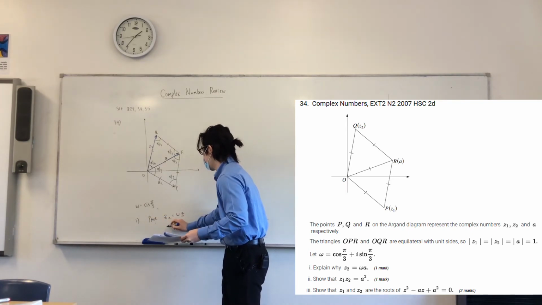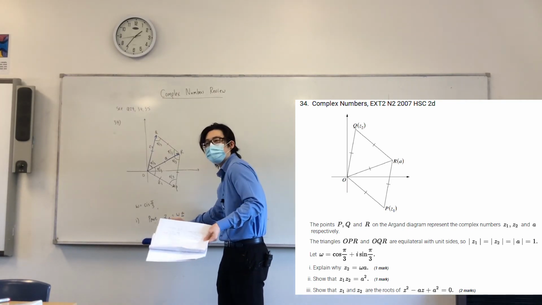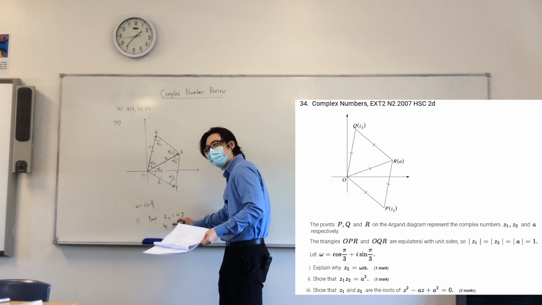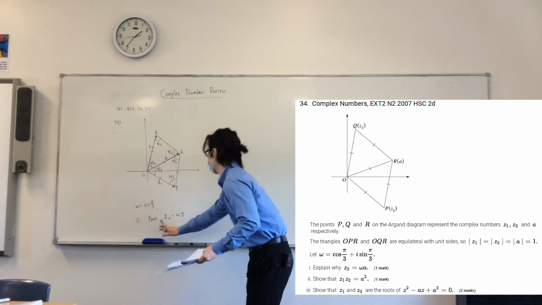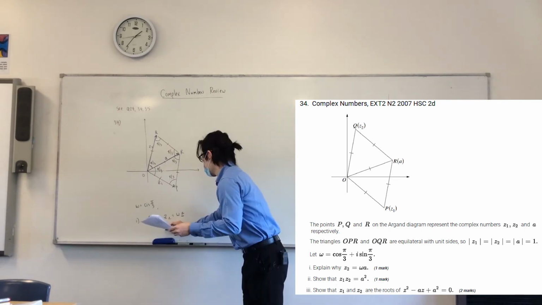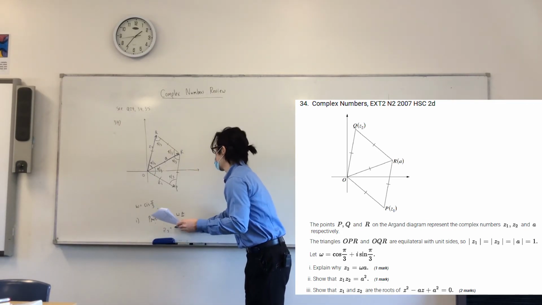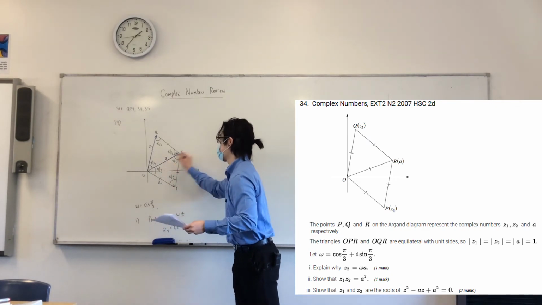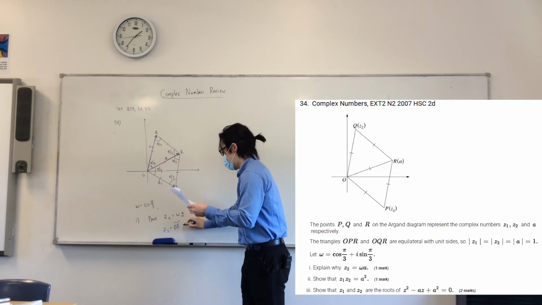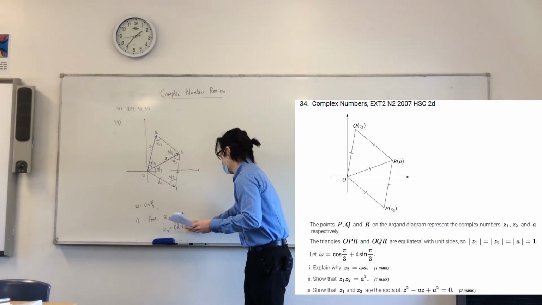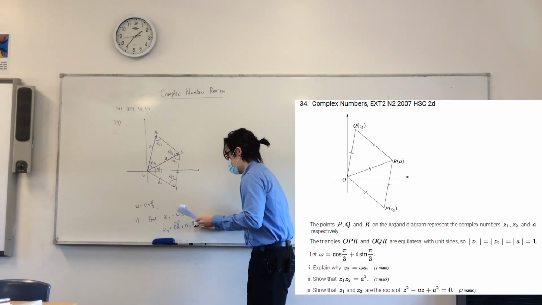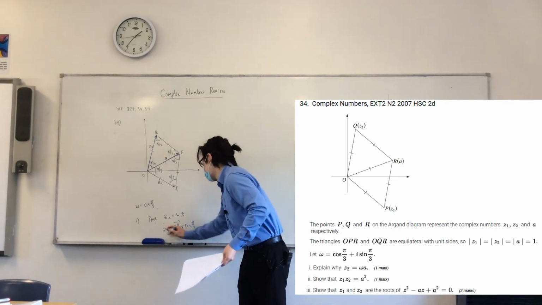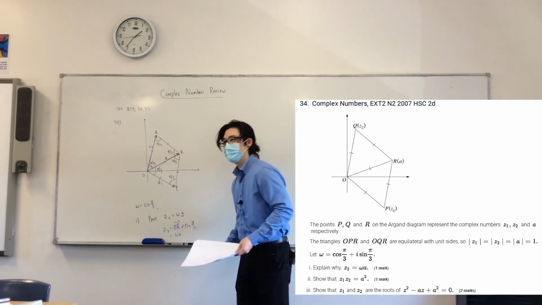So how do you even put that in writing? By geometry. Let me see what I wrote. You write Z2 is equal to, in terms of vectors, OR, that's a vector, times cis pi over 3. It's just another way of rewording that.